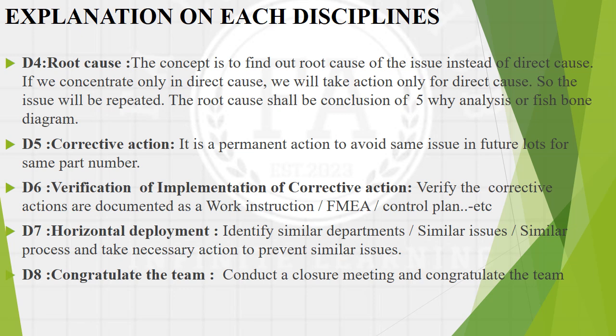Meaning in final inspection, if some defect is observed that is not at all resolvable, immediately he can do permanent crossing. So what is meant by horizontal deployment? Identify similar departments, similar issues or similar processes and take necessary action similar to whatever we have taken as a corrective action, so we can avoid similar issues in future. So that is what horizontal deployment is. D8 is just that we can conduct a closure meeting and congratulate the team. These are the 8 steps, or 8 disciplines, in the 8D SCAR or 8D problem solving method.